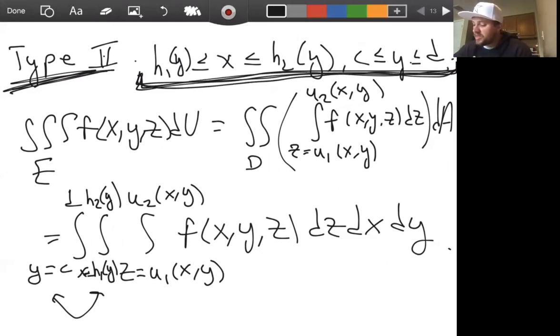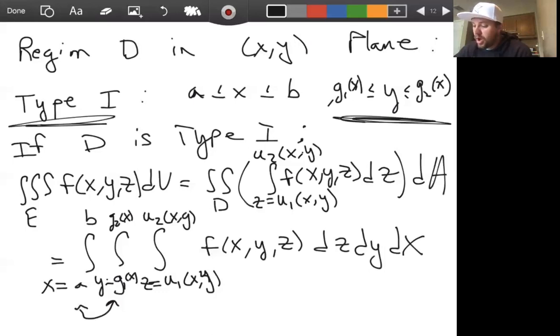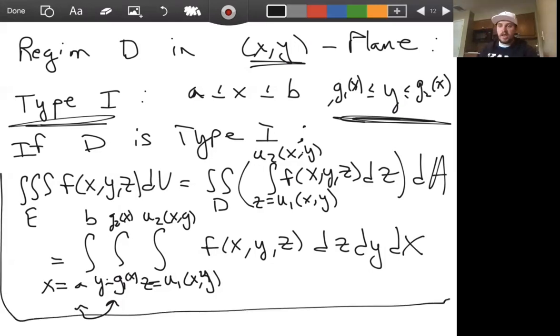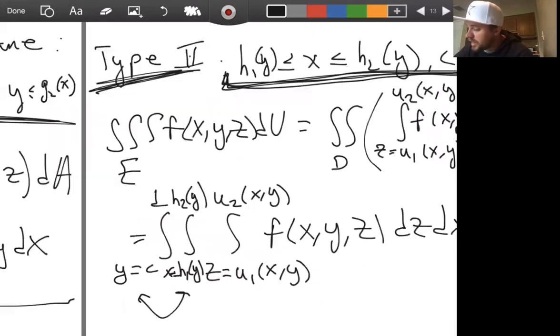And so again, this was just type 1 and type 2 over a region D that's in the xy plane. You have analogous formulas for if region D is in the xz plane or the yz plane. And so I won't write out the other four. And I think you'll be able to set it up just understanding how we set up these. So let's see an example.